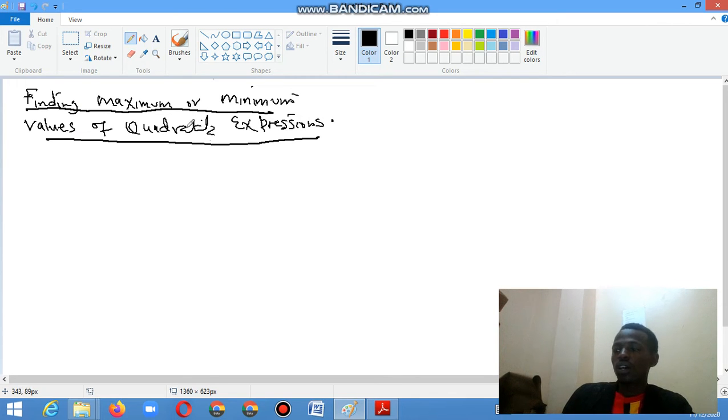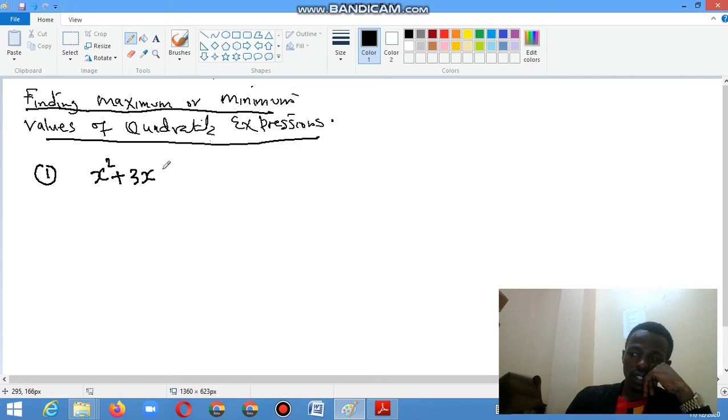So let me give you an example. Let's begin with finding the minimum value, then after we shall also be able to find the maximum value, but we use the same approach. So our first question says find the minimum value of this expression here, which is x squared plus 3x plus 4.